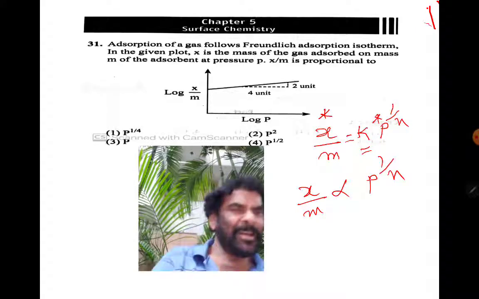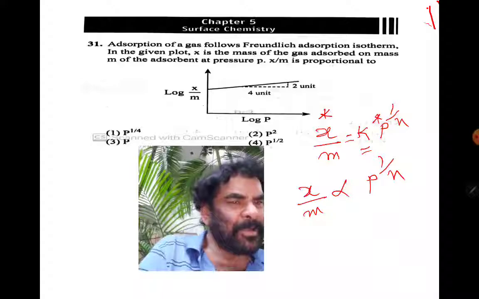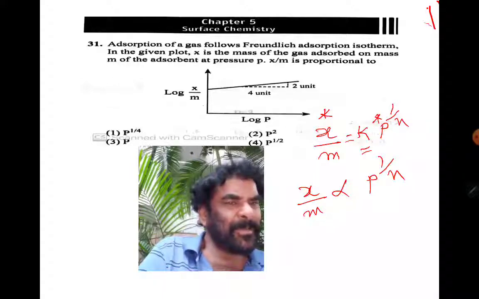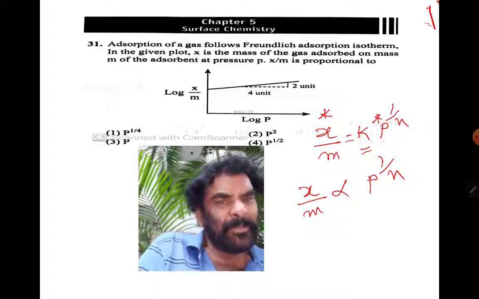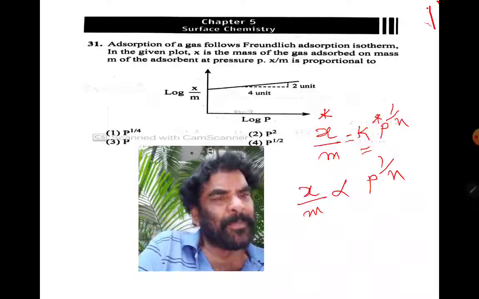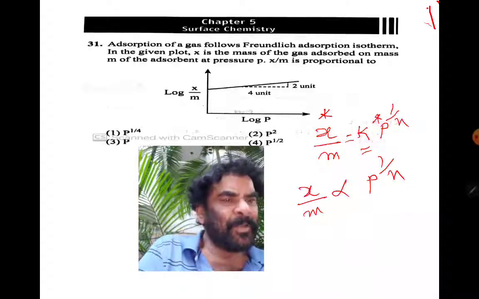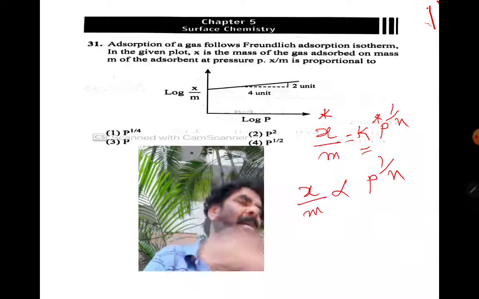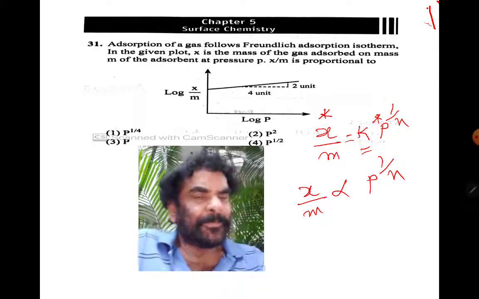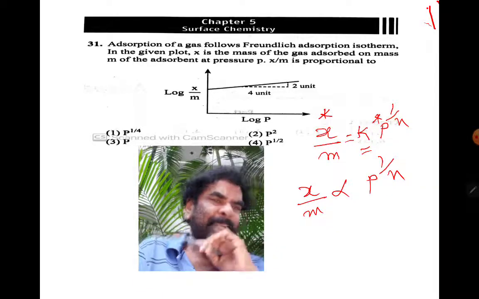The question is asking x by m is proportional to what. The options are p to the power of 1 by 4, or p square, or the power 1 by n is 2, or 1 by n is half, that's all. So all are of this form.